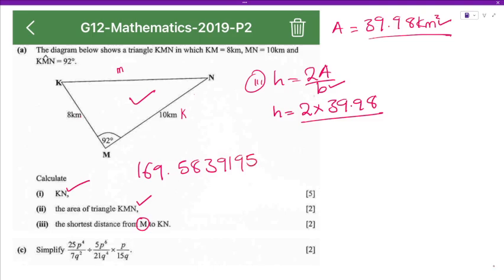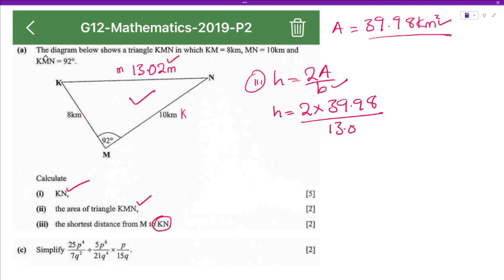169.5839195. We wrote this value, so we're going to say 169.5839195. Yes, 13.02. So this is our side M, 13.02 meters. Okay, so that is what they're asking us to find here. So here, while there is b in the formula, we need to plug in this side kn, which is what we actually found. So if this value is wrong, you also get this question wrong. That's how clever examiners are.